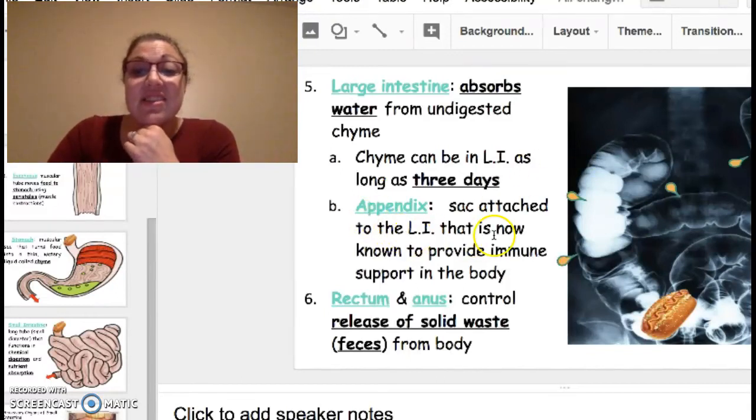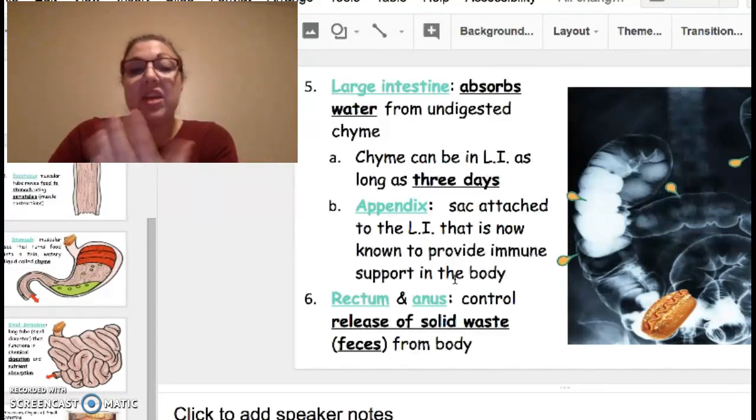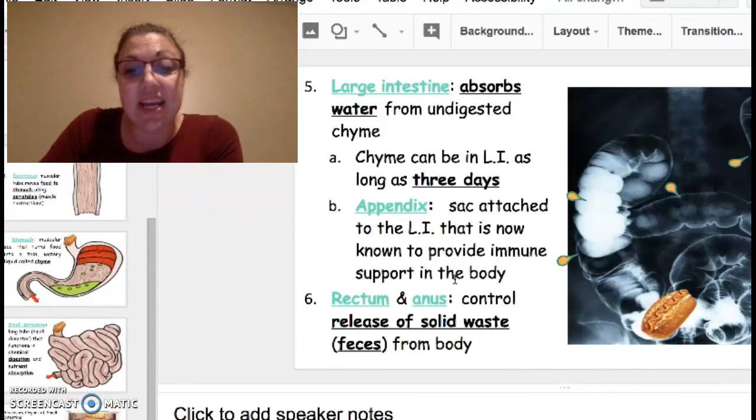The appendix is the small sac attached to the large intestine that is now known to provide immune support in the body. But again, if you have your appendix removed, your body can still function because it has other things in the body that can compensate or make up for the role of the appendix.